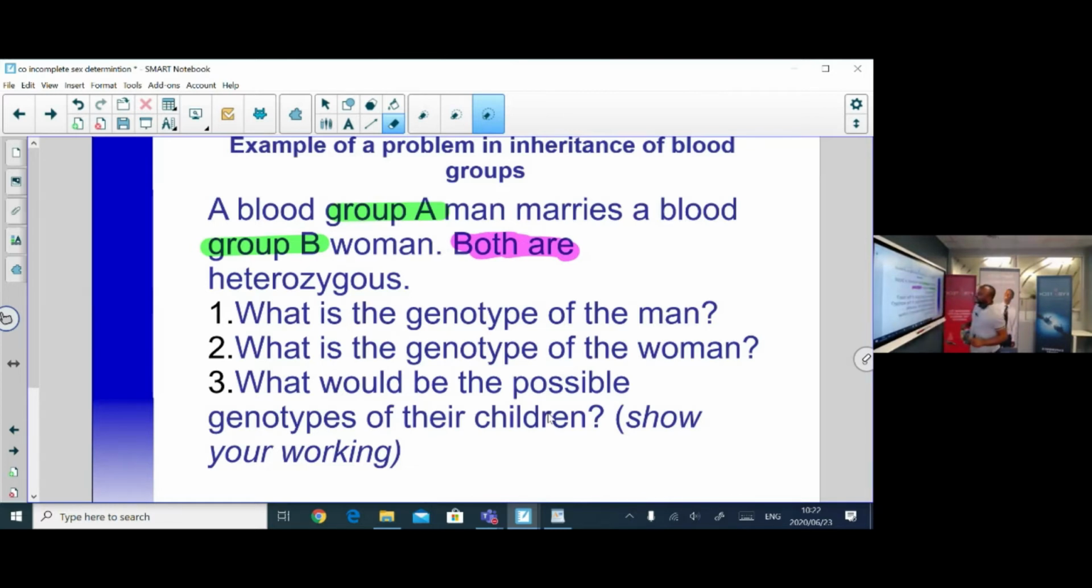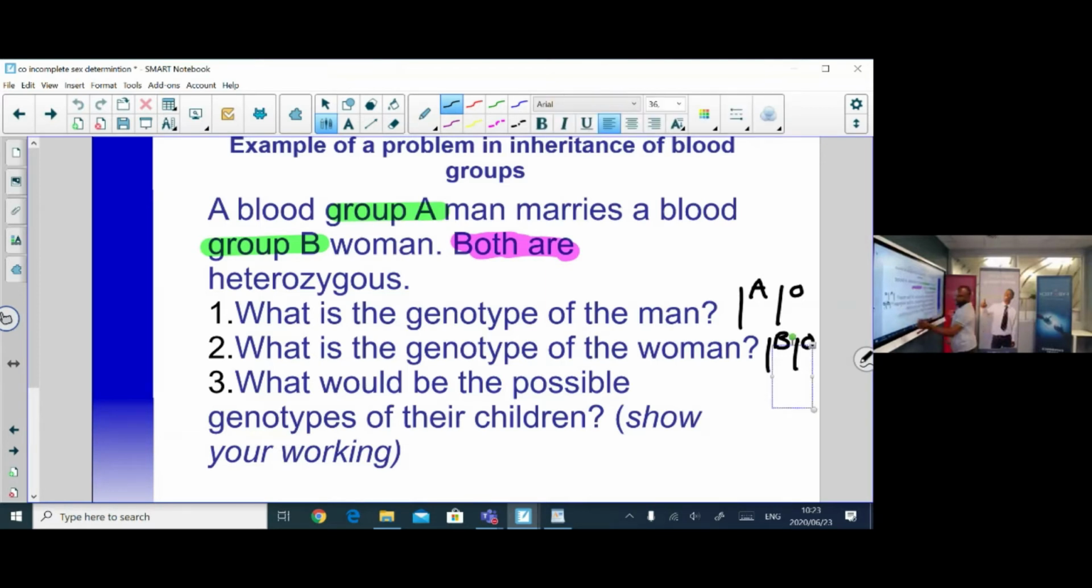So the moment we are told about their condition, we can safely say, and correctly so, the man is blood group A, so it's I-A-I-O. Next question, what is the genotype of the woman? The woman is blood group B, so it's I-B-I-O, because both are homozygous. So we've got our 2 marks there.